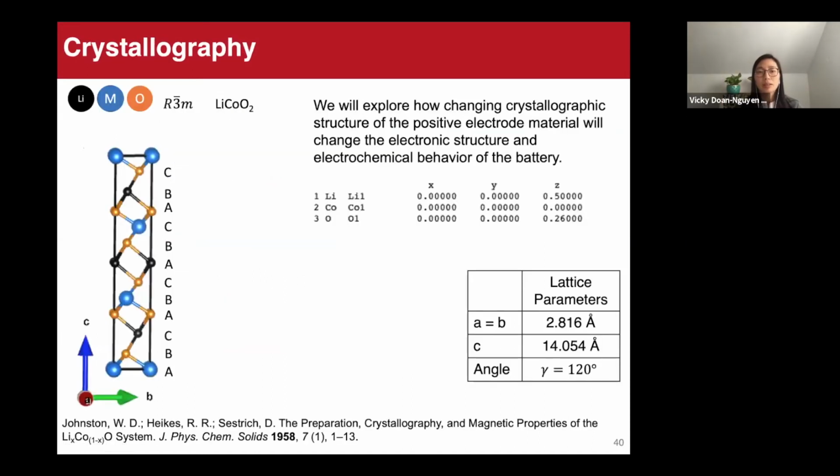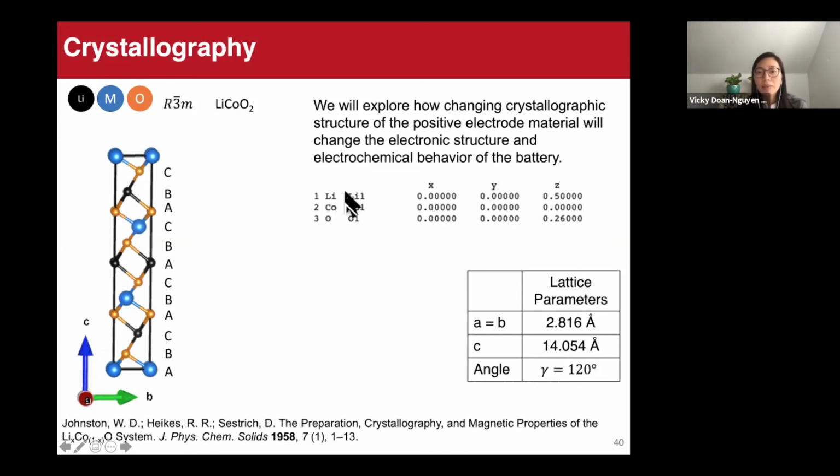So let's start off with our R-bar 3M, lithium cobalt oxide. You can see here that this is the unit cell for lithium cobalt oxide. Look at the lattice parameters. A and B are the same at 2.816 angstrom. C is much longer at 14.054 angstrom. And these lattice parameters were obtained from this paper that you see here down below.